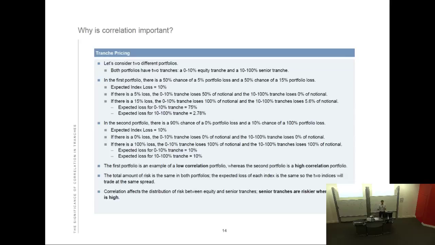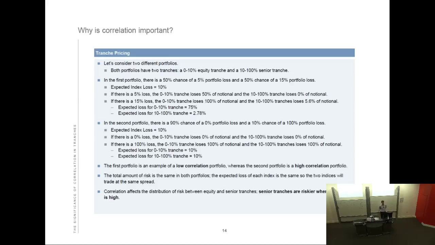Okay, so the second portfolio clearly is a very, very highly correlated portfolio, whereas the first one is much more dispersed, less correlated. And you see that when correlation is low, equity tranches are very risky. The expected loss for the equity tranche in the first portfolio is far higher, 75%. Right? Because in the first portfolio, the equity tranche takes losses in every scenario of the world. Right? It's very likely that one of the names defaults. It's just not likely that all of them default.